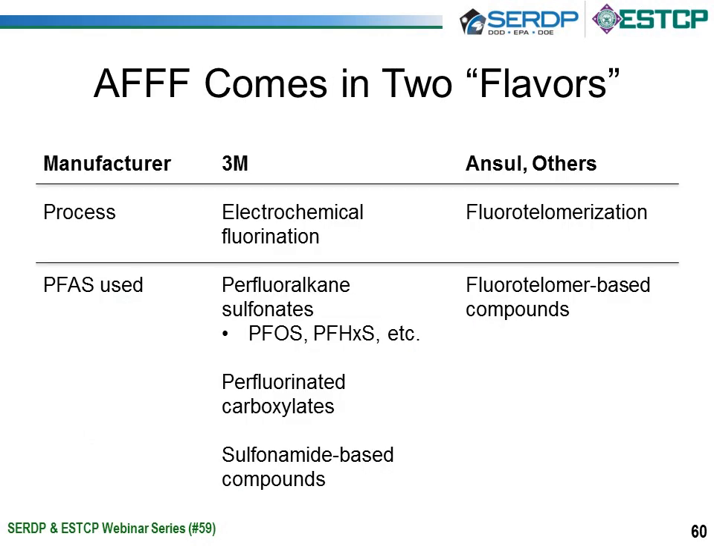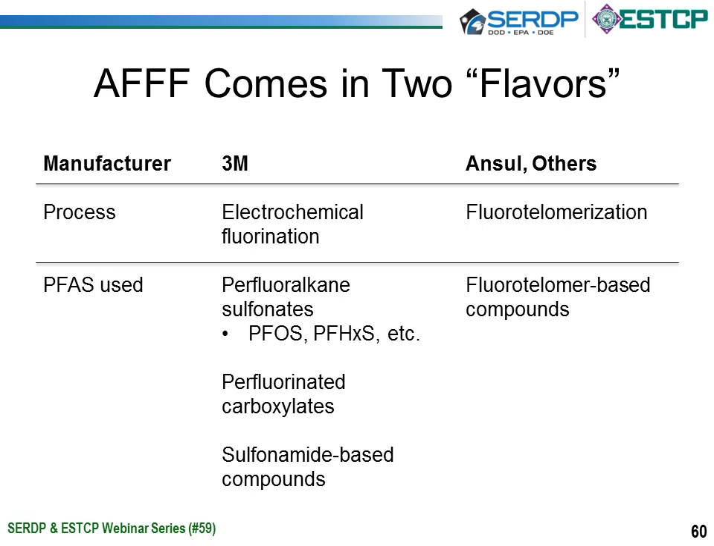Slide 60. So first of all, it's important to recognize that when we talk about AFFF, not all AFFF is created equally. There are two main, what I'll refer to here as flavors of AFFF, and they were both used in the military specs and in commercial airports for firefighting. And so there's one that was produced by the 3M Corporation primarily because they had the patent for electrochemical fluorination. And then there was another one that was produced by a variety of other manufacturers, primarily the Ansul Corporation, but a few others, that involved the use of fluorotelomers or the fluorotelomerization process.